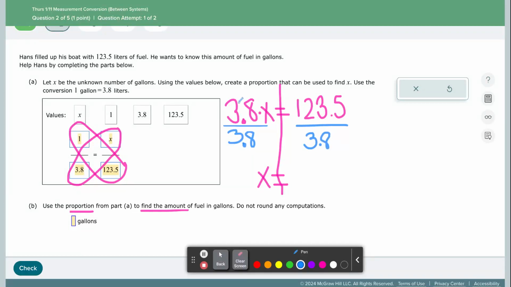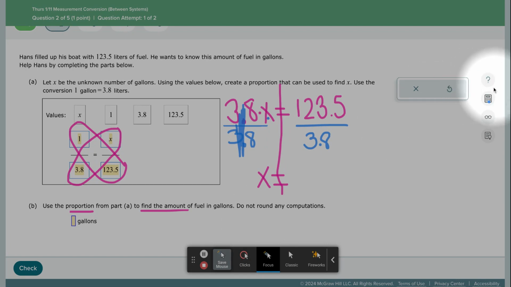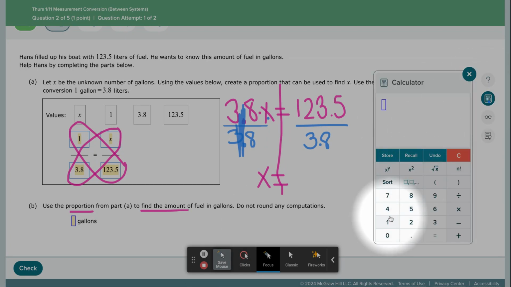Nothing new. 3.8 over 3.8 is the same thing as 1 whole, so 1x. That's why it ends up being isolated, because you turn this into a 1. So now I have 123 and 5/10 divided by 3.8. If that totally freaks you out, it's completely okay, because you can use a calculator for all of this. I'm reading it like a book from the top down, so whatever I read first is what I type in my calculator first.